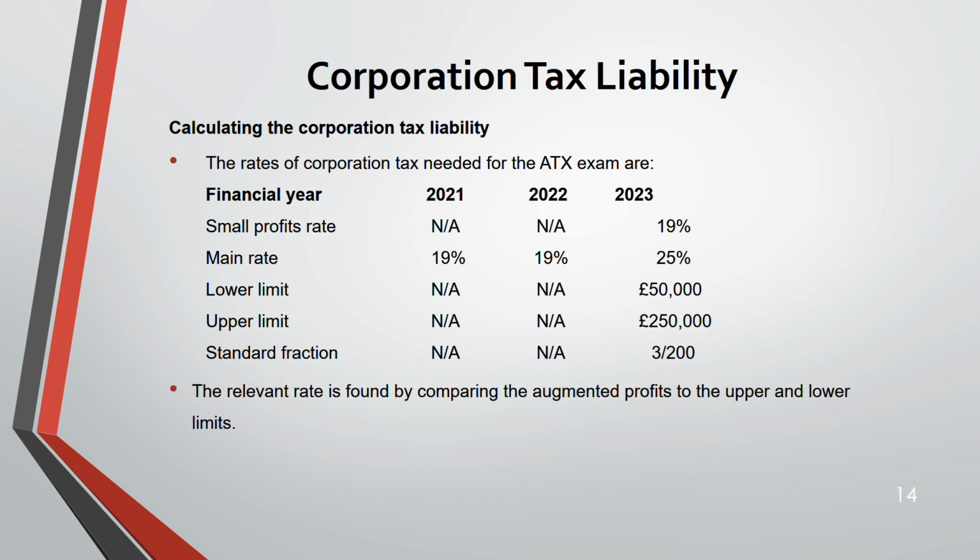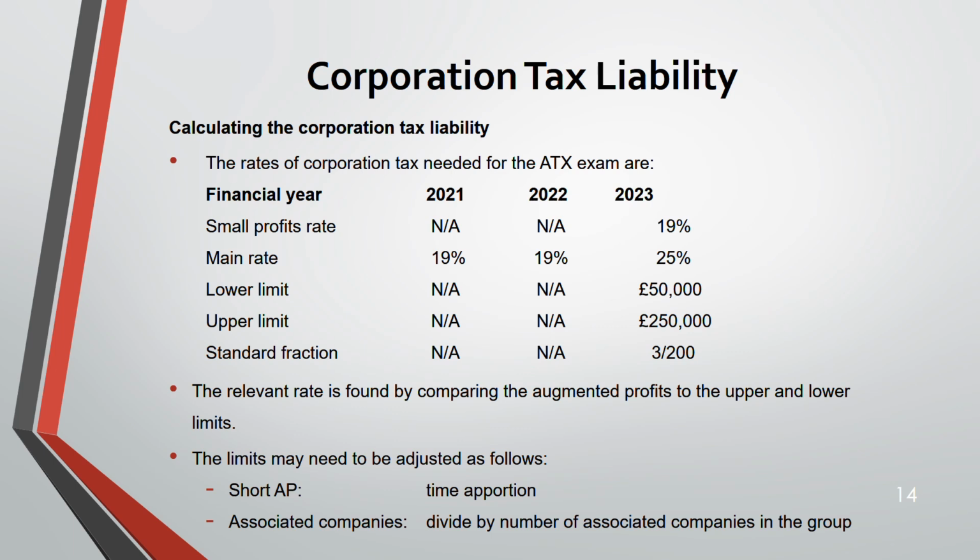So the relevant rate is found by comparing augmented profit to the upper and the lower limit. Can you see 50,000 and 250,000? You compare your augmented profit with these. The limits may need to be adjusted as follows. If it's a short accounting period, you have to time apportion, remember. And if there are associated companies, let's say you have 5 associated companies, you have to divide the limits by the number of associated companies in the group. Let's say 5 associated companies, you divide it by 5, like that.